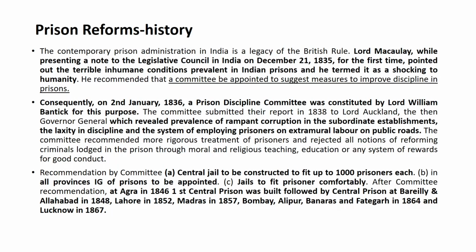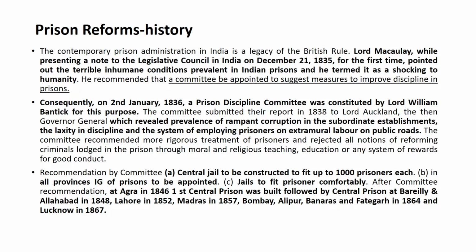In all provinces, IG prisons were to be appointed, and jails were to fit prisoners comfortably. Based on the committee's recommendation, central jails were established in different parts of the country. The first central jail in India was established in 1846, the central jail in Agra. Next came central jails at Bareilly and Allahabad in 1848, Lahore in 1852, Madras in 1857, Bombay, Alipur, Banaras and Fatehgarh in 1864, and Lucknow in 1867.